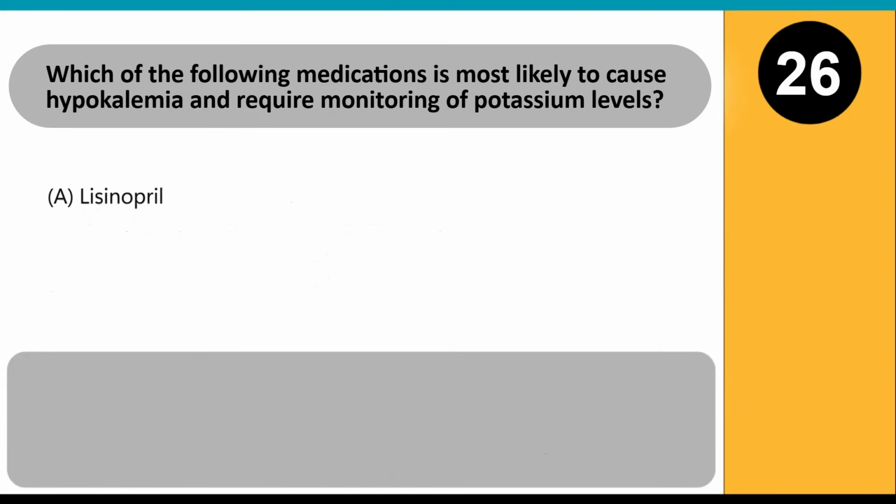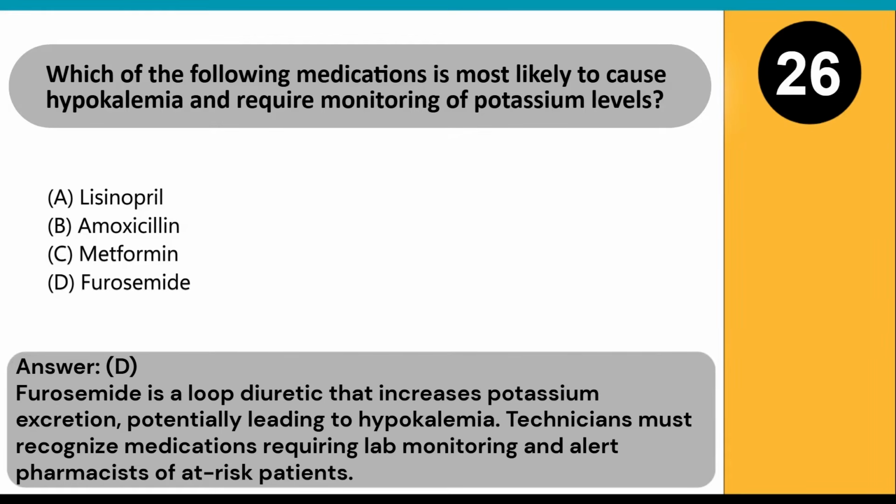Which of the following medications is most likely to cause hypokalemia and require monitoring of potassium levels? A. Lisinopril. B. Amoxicillin. C. Metformin. D. Furosemide. Answer: D. Furosemide is a loop diuretic that increases potassium excretion, potentially leading to hypokalemia. Technicians must recognize medications requiring lab monitoring and alert pharmacists of at-risk patients.